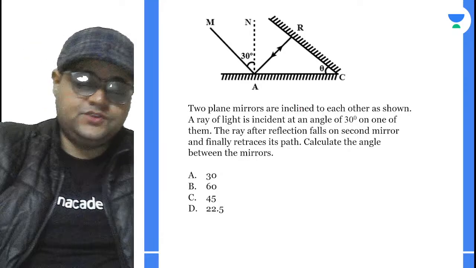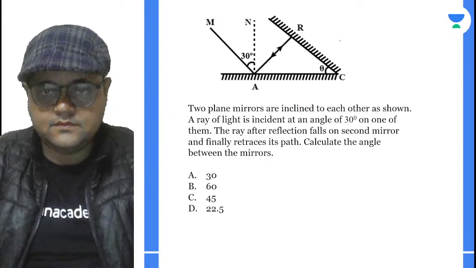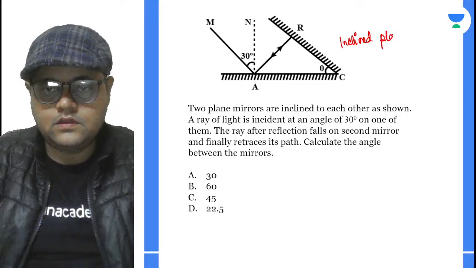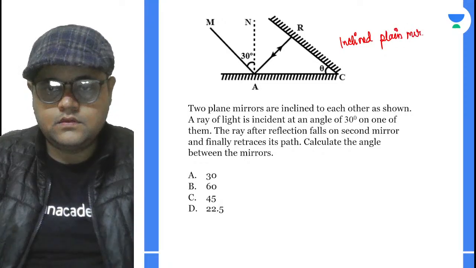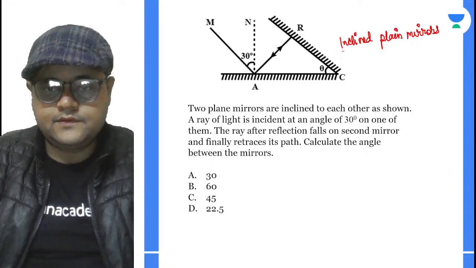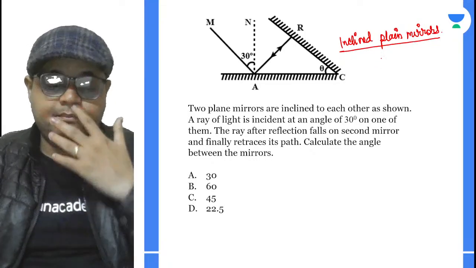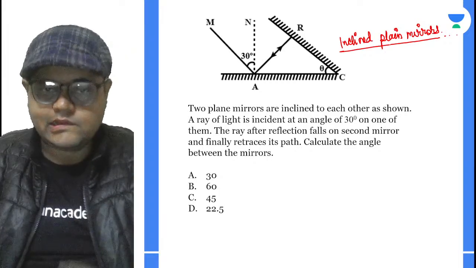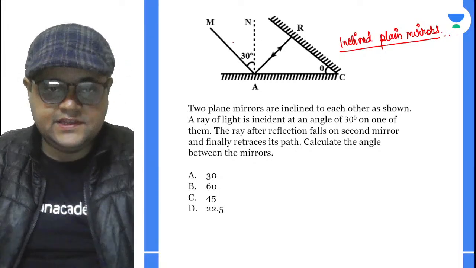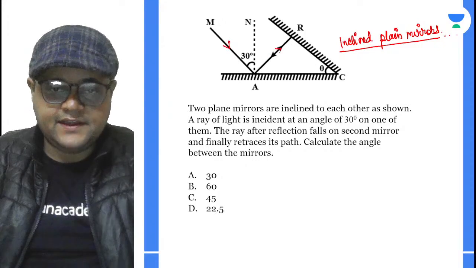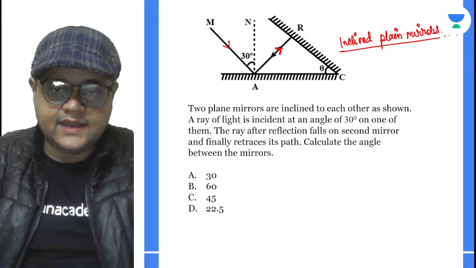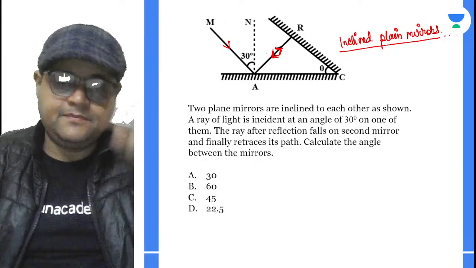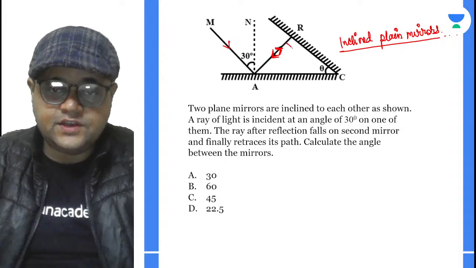The question is based on the topic inclined plane mirrors. Inclined plane mirrors is the topic. Now see, this is the incident ray, this is the reflected ray. You can clearly see that both these rays are on the same path. It means that this is a normal incidence.